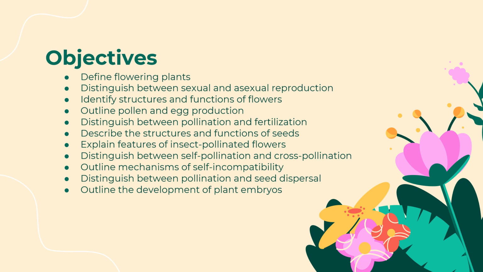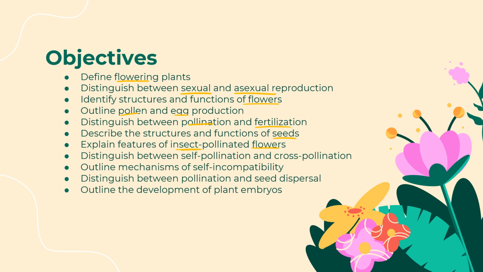Lots of objectives today. We're going to define what even are flowering plants. We're going to talk a lot about flowers today. We're going to distinguish between sexual and asexual reproduction. We'll talk about the structures and functions of flowers. We'll talk about how pollen is made and how eggs are made in plants. We're going to distinguish between pollination and fertilization. We'll talk about the structures and functions of seeds. We're going to talk about flowers that are pollinated by insects.